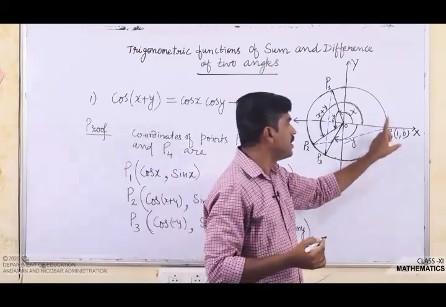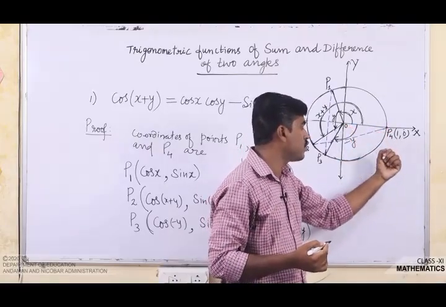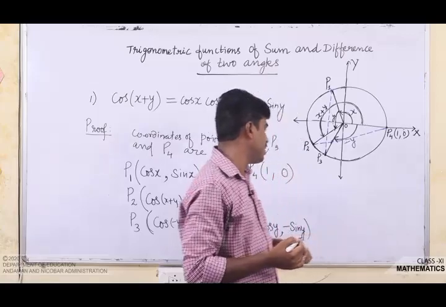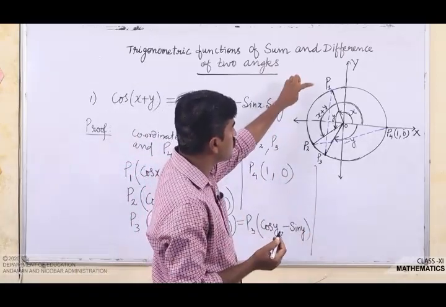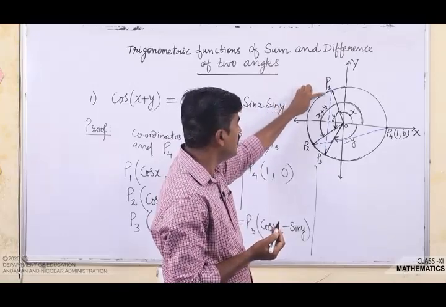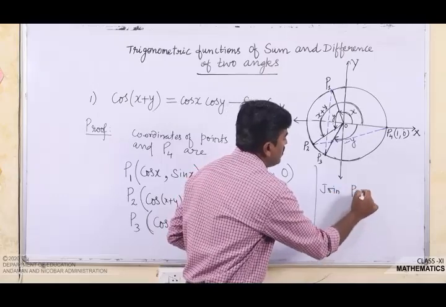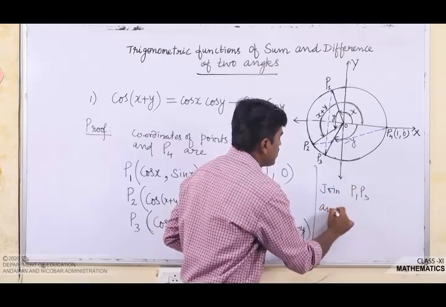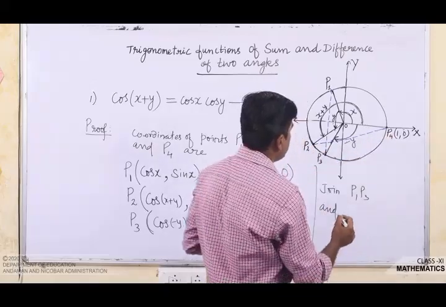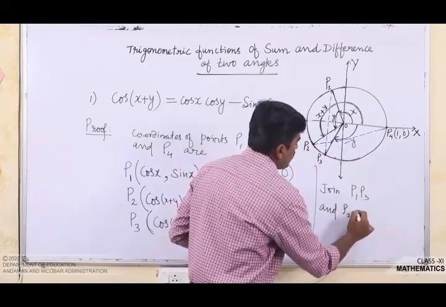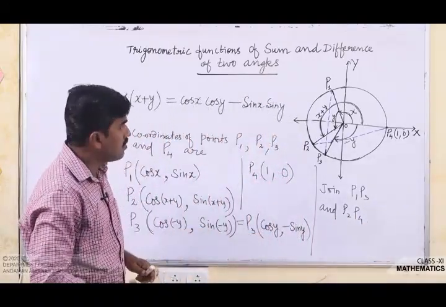This point lies on the x-axis and it is a circle of radius 1 unit, so the x coordinate is 1 and the y coordinate is 0 there, okay. Now just join the points P1, P3, and join P2, P4, okay.